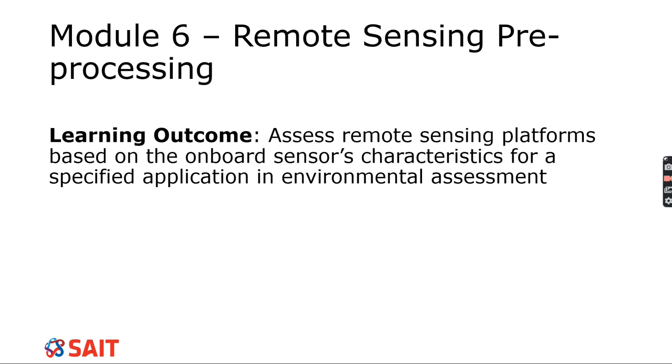So this is the pre-processing component of remote sensing. We're going to look at things such as the platforms, the sensors, and how you view the data. There are quite a few components to this particular module. The learning outcome for the module is to assess remote sensing platforms based on the onboard sensor's characteristics for a specified application in environmental assessment.